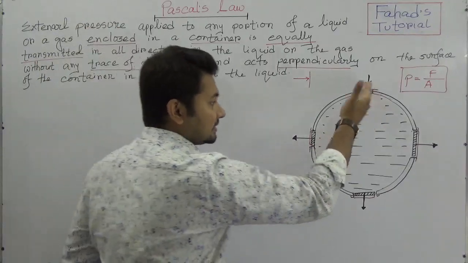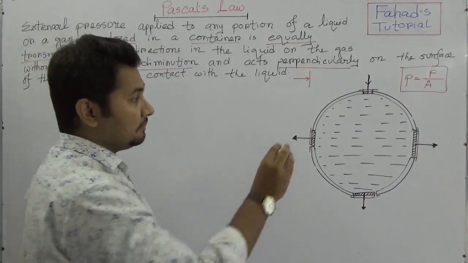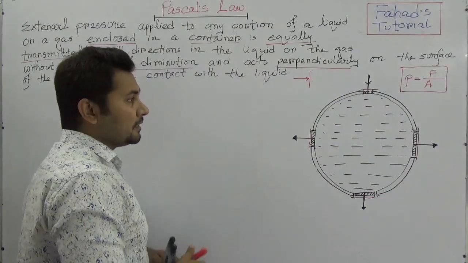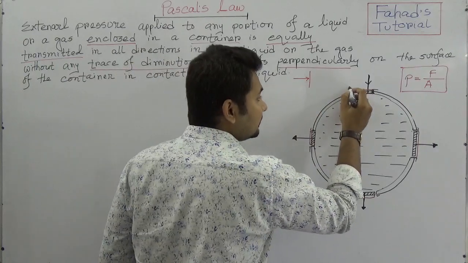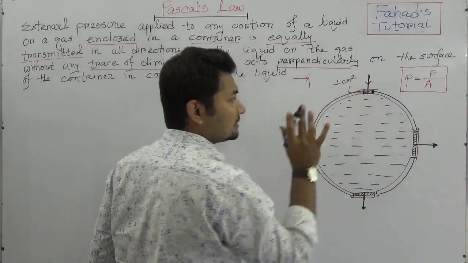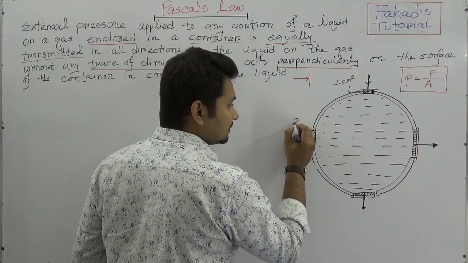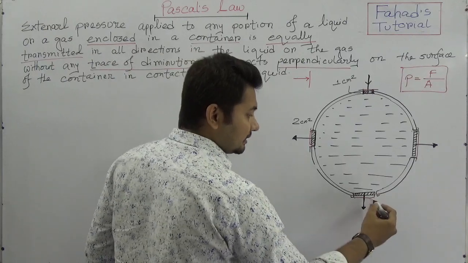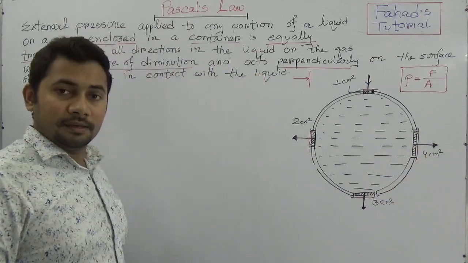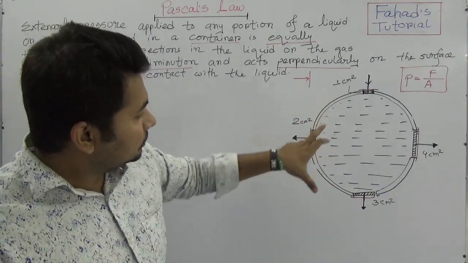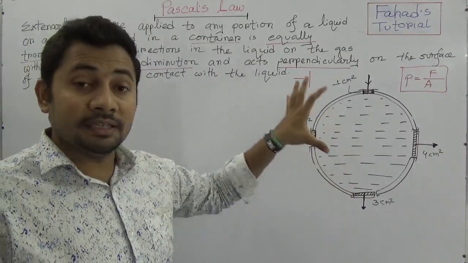So suppose this is a container enclosed with water. So inside there is water, and there are four pistons placed in the four corners of the circular container. So there is a piston, the cross-sectional area of which is, suppose, 1 cm². And suppose the cross-sectional area of this piston is 2 cm², and here is actually 3 cm², and suppose this one is 4 cm². Okay, so in reality, what's going on? All these pistons can move like a syringe, so they can move. So all the pistons are free, but this is enclosed with water.